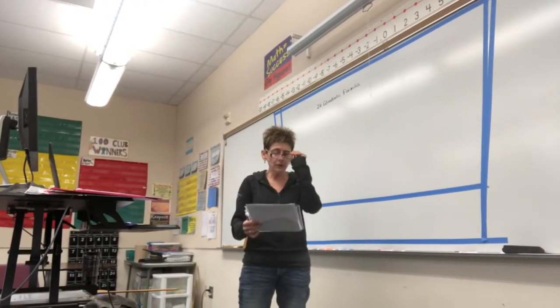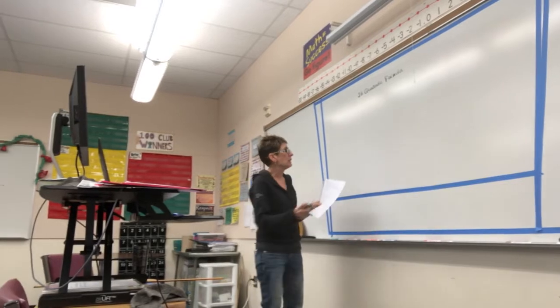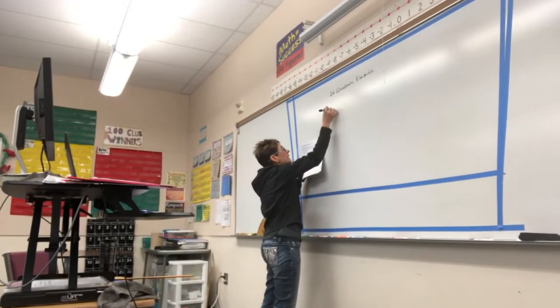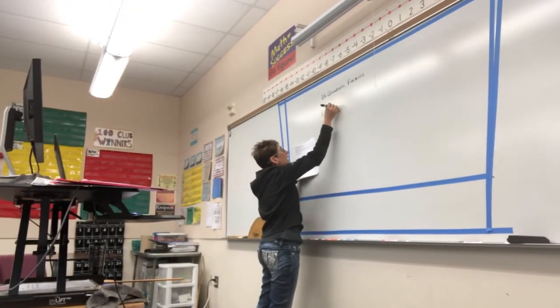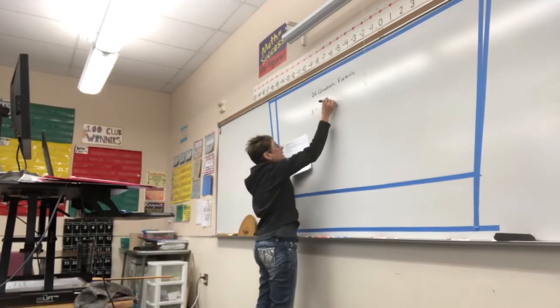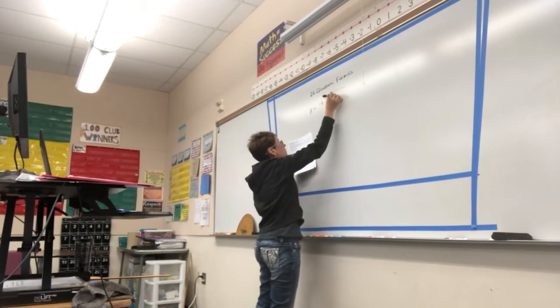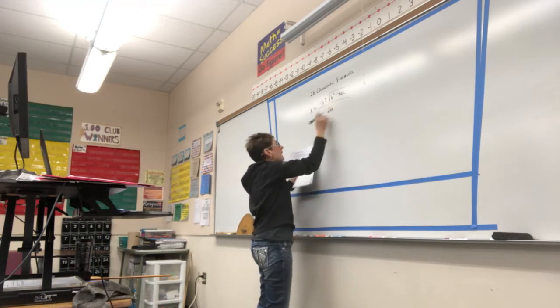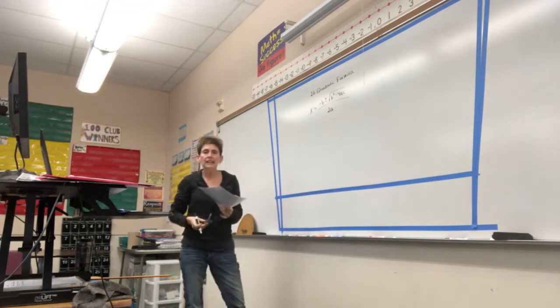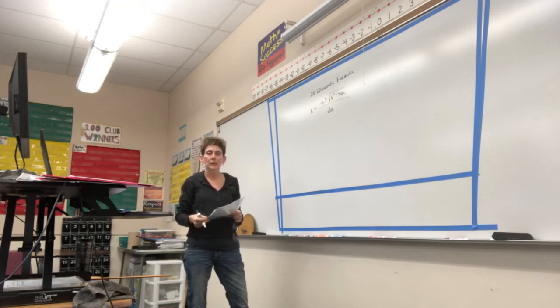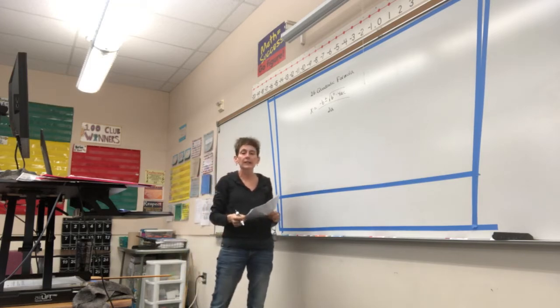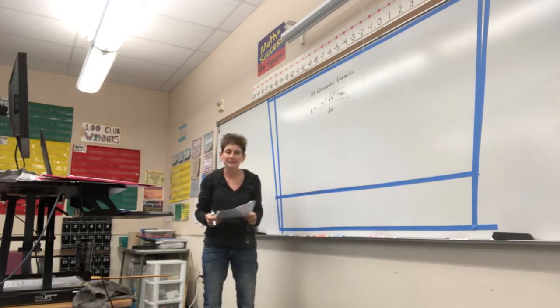So first off, let's go ahead and put the quadratic formula on the board. It is x equals negative b plus or minus the square root of b squared minus 4ac all over 2a. So negative b plus or minus the square root of b squared minus 4ac all over 2a.